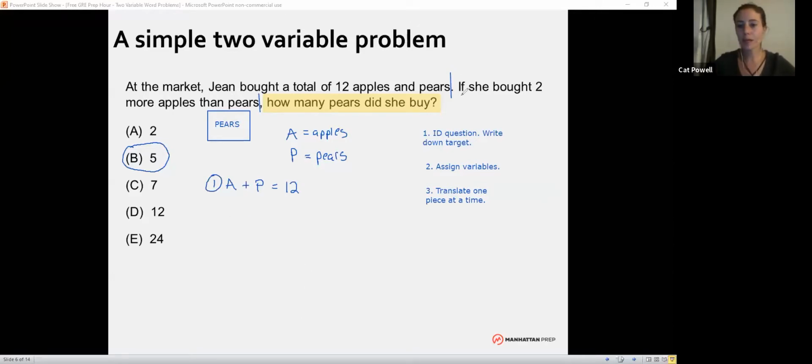So for my second equation, she bought 2 more apples than pears, 2 more apples than pears. Okay, so my second equation, she has more apples. That's going to be A equals P plus 2.